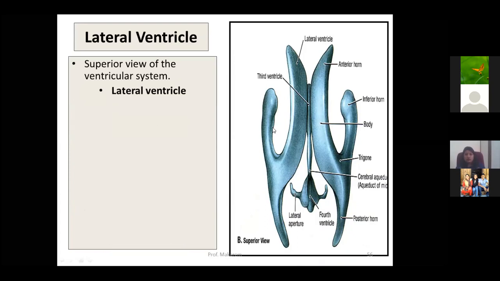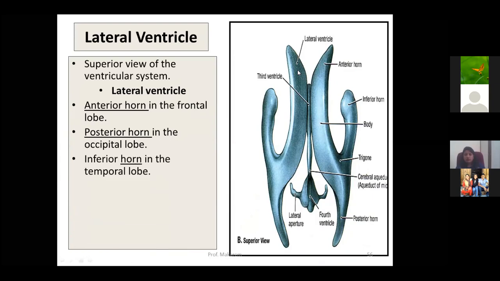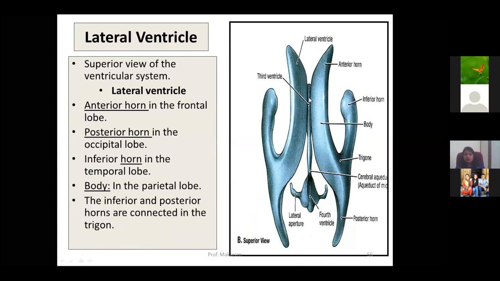So this is a superior view of the ventricular system, the lateral ventricle. The anterior horn is in the frontal lobe, the posterior horn in the occipital lobe, and the inferior horn in the temporal lobe. The body is in the parietal lobe. The inferior and posterior horns are connected in the trigone, which is present in the occipital lobe of the cerebral hemisphere.